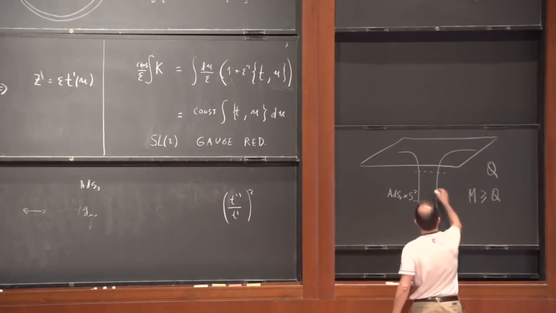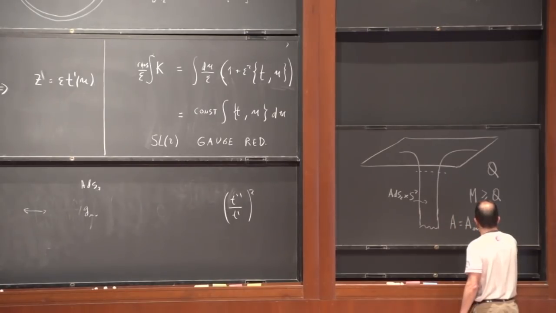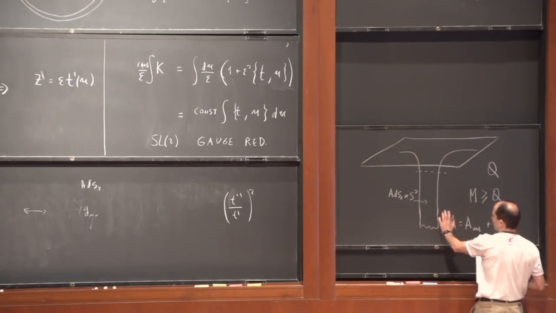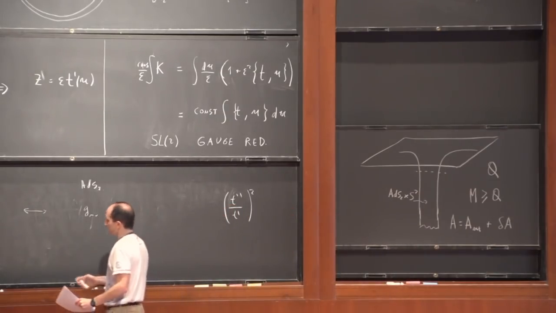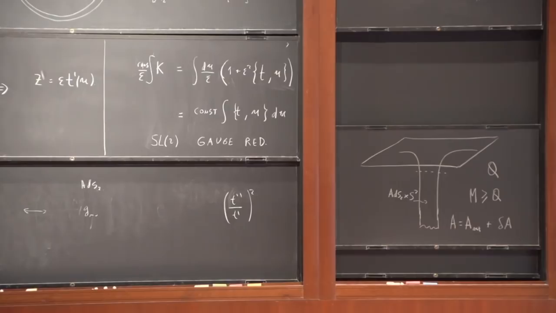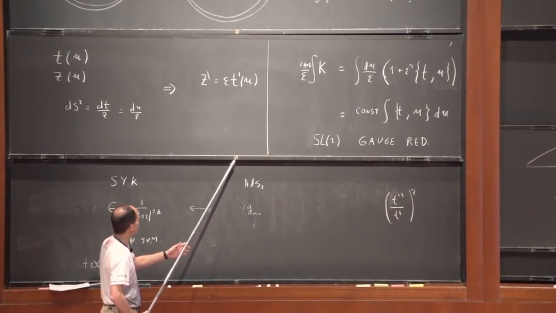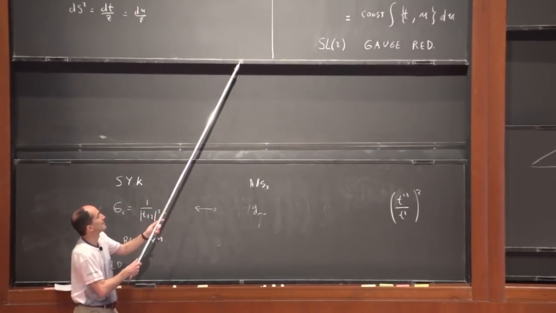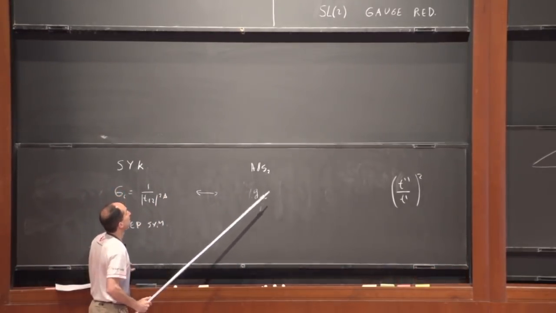So when we look at the area, the area of the transverse sphere will be some extremal area plus some small change, and we need to take into account this small change. And we'll now see how to do that. Okay, so this points out the similarities between the two cases. So these two theories are in the same, let's say, universality class with respect to the pattern of symmetry breaking.